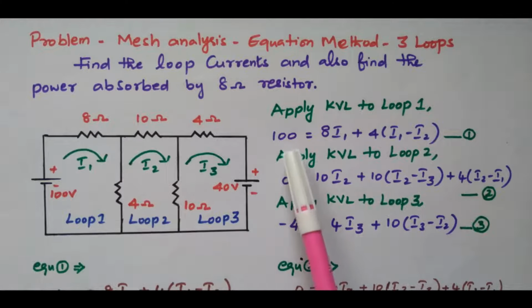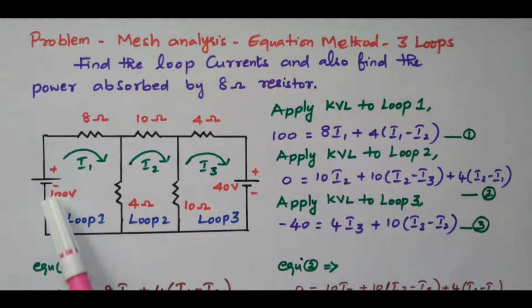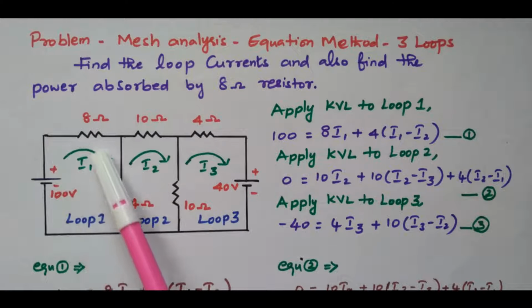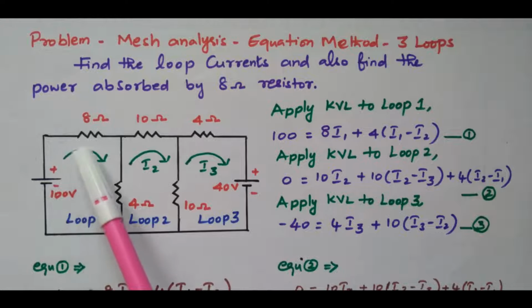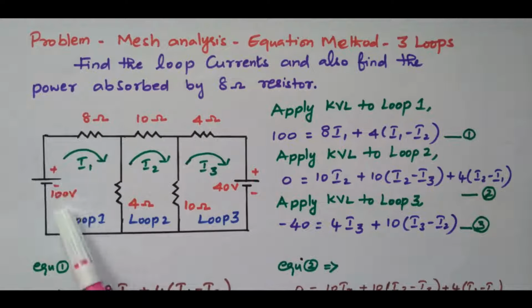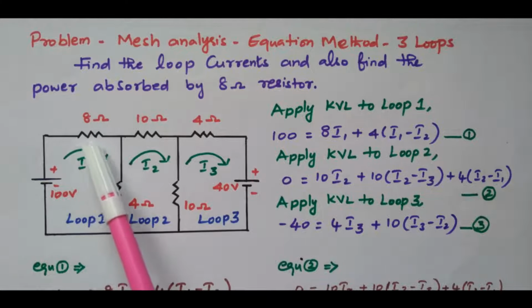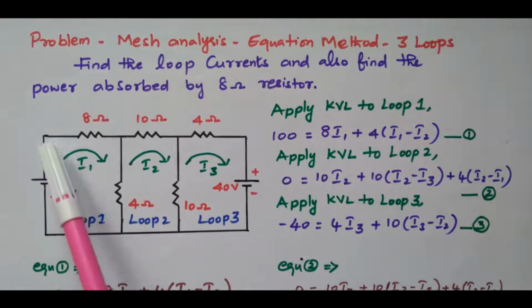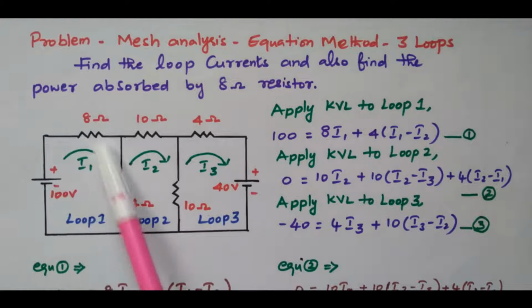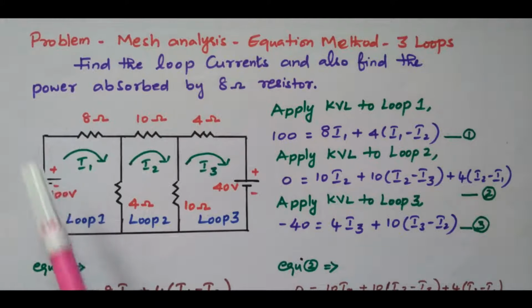So potential rise 100 equal to, here this is the supply voltage, so that is 100. See the current direction, it is flowing in clockwise direction. In this source it is flowing from downward to upward, that is minus to plus, negative to positive. So the 100 volts is rising here. It is going upward, negative to positive. So here 100 volts.